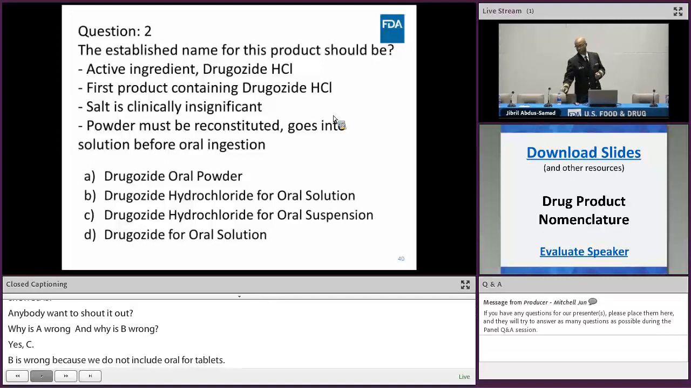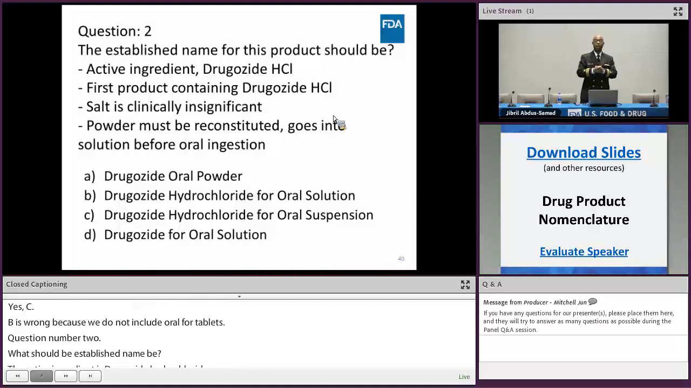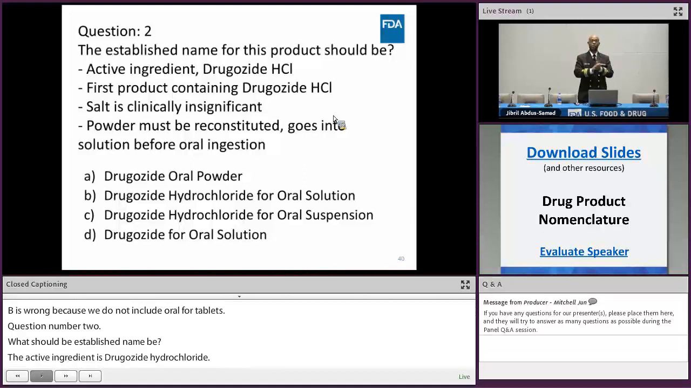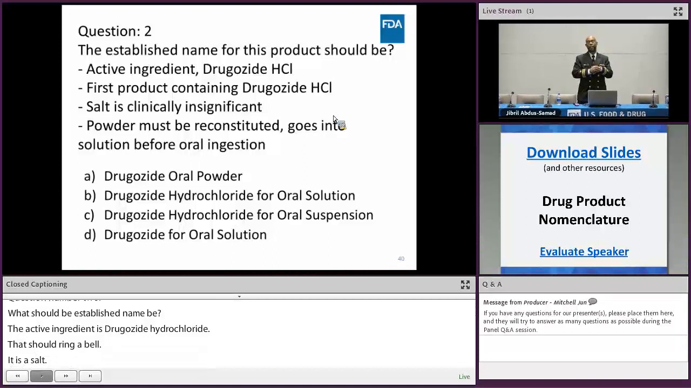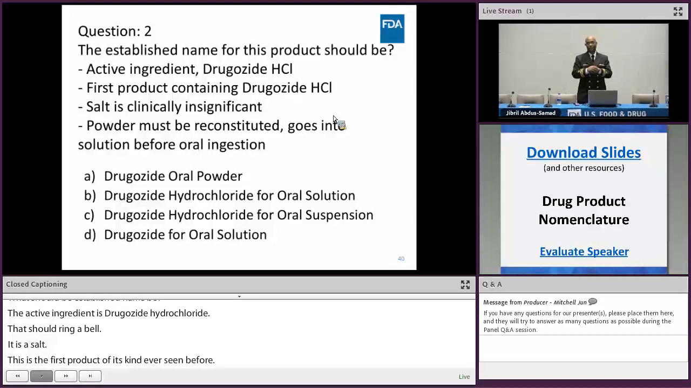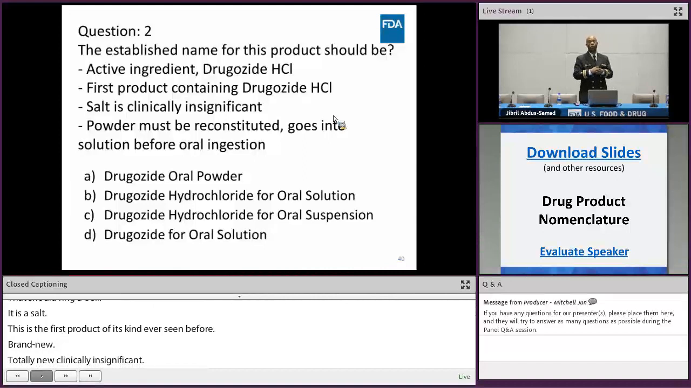Question number 2. What should the established name be? The active ingredient is drugazide hydrochloride. That should ring a bell. Ding, ding, ding, ding. It's a salt. This is the first product of its kind, never seen before, brand new, totally new. Salt is clinically insignificant. It's a powder that must be reconstituted. It goes into solution before oral ingestion.